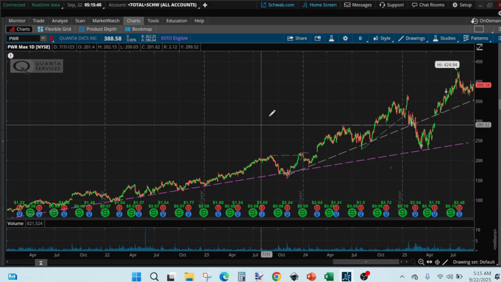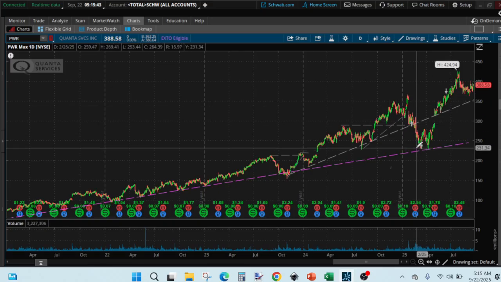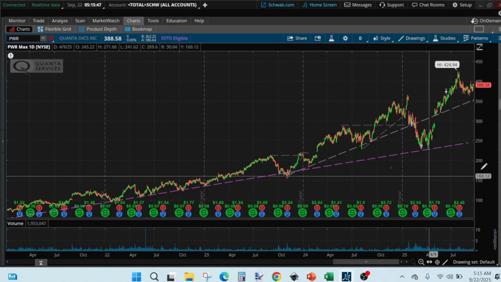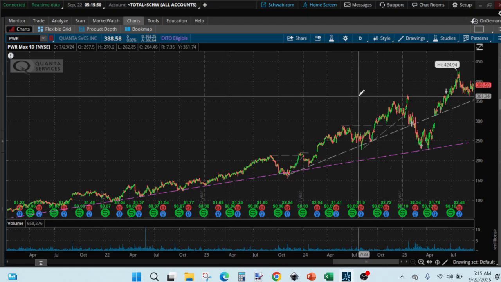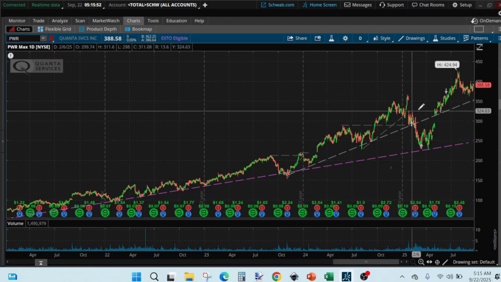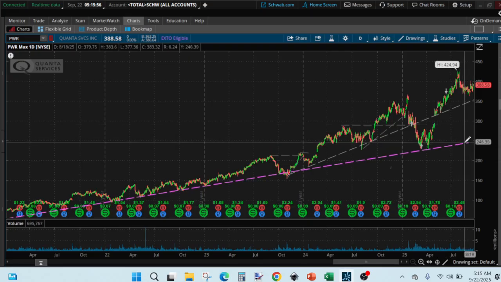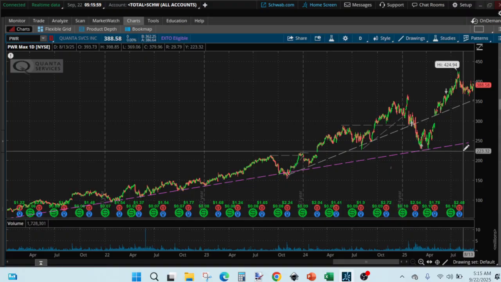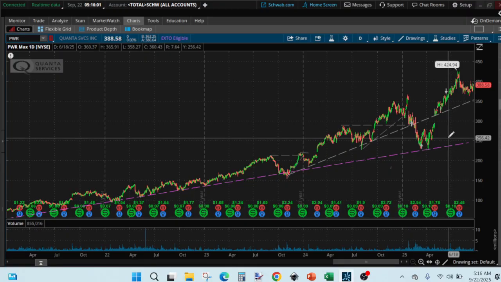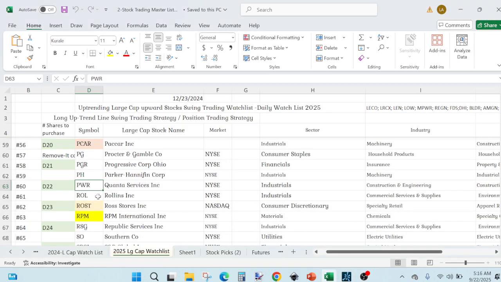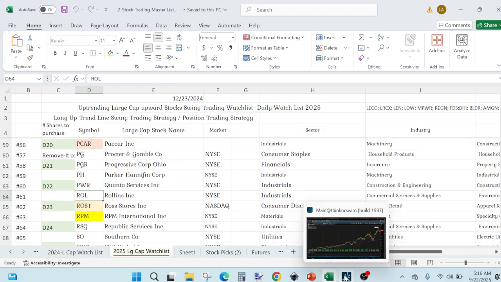So that is how I use maximum daily chart to do my swing trading chart analysis of upward large cap stocks to select stocks that are well positioned for me to buy, if there is any. And this one is now one of them today, based on the long up to long swing trading strategy that I'm using. The next one we are going to analyze is ROL.